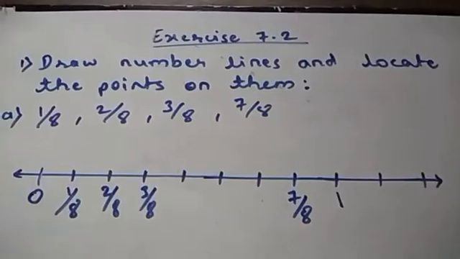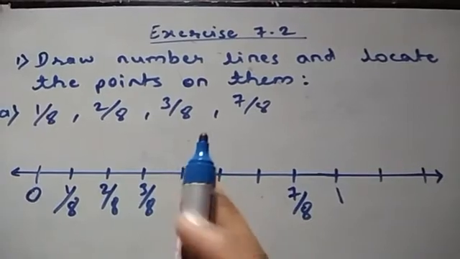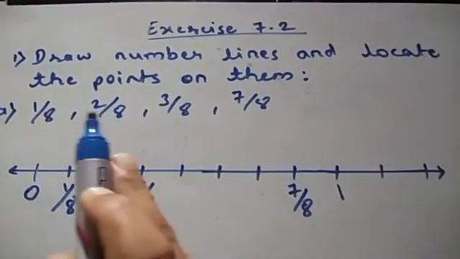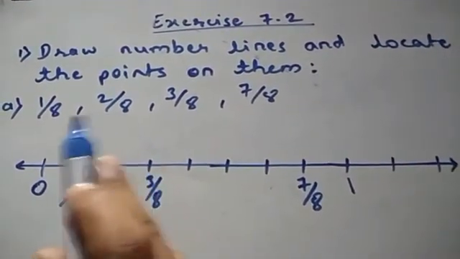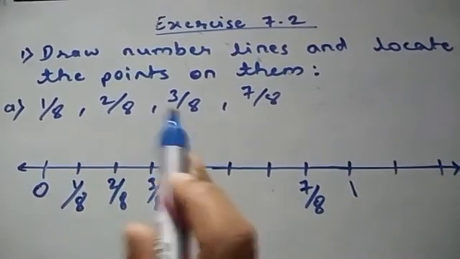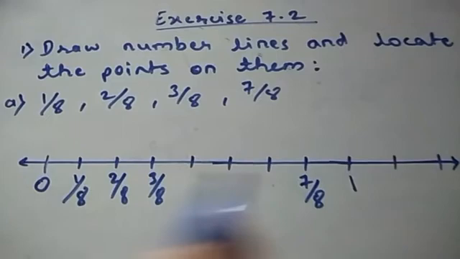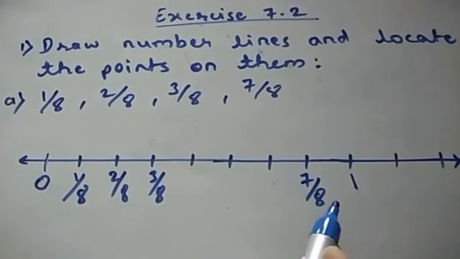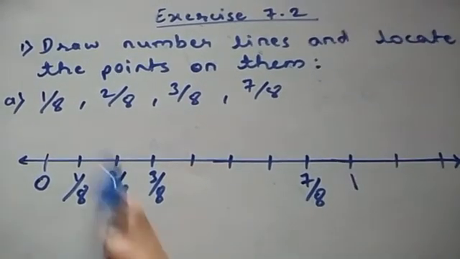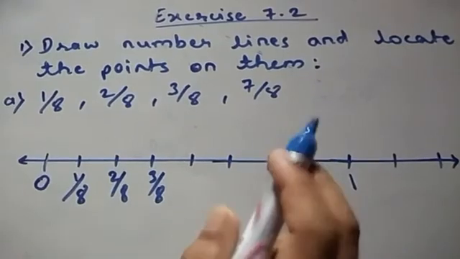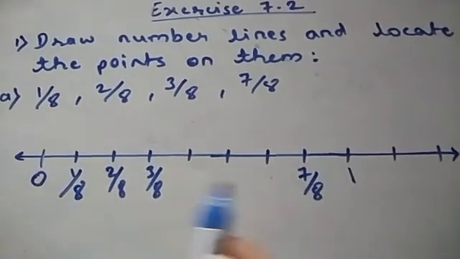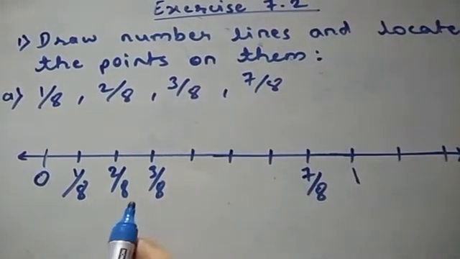Now we are going to study exercise 7.2. Draw number lines and locate the points on them. Now we have some points: 1 upon 8, 2 upon 8, 3 upon 8, 7 upon 8. These numbers we have to represent on the number line. So on the number line, from 0 to 1, divide into 8 equal parts, as we have denominator 8 everywhere. After dividing 0 to 1 into 8 parts, now we can represent these numbers.